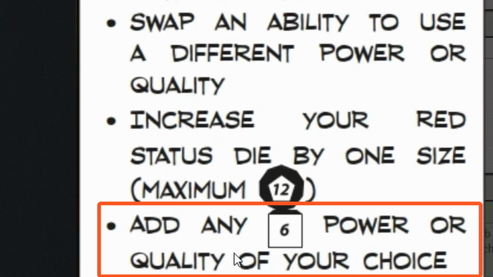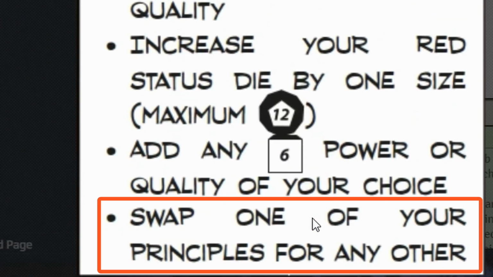Down here, it says add any D6 power or quality of your choice. So you can add an extra power or quality and make it D6. And then the last one here at the bottom is swap 1 of your principles for any other.